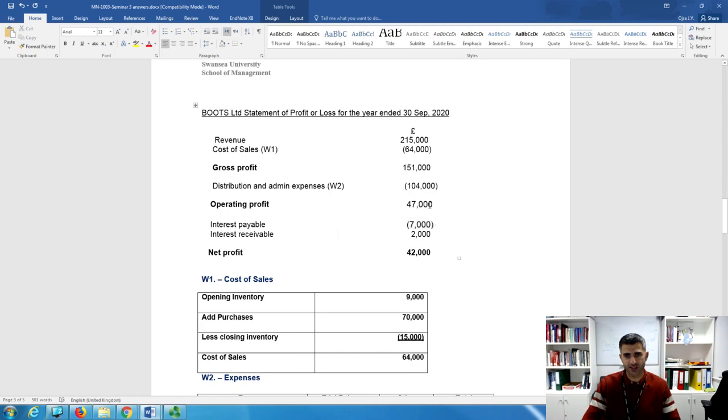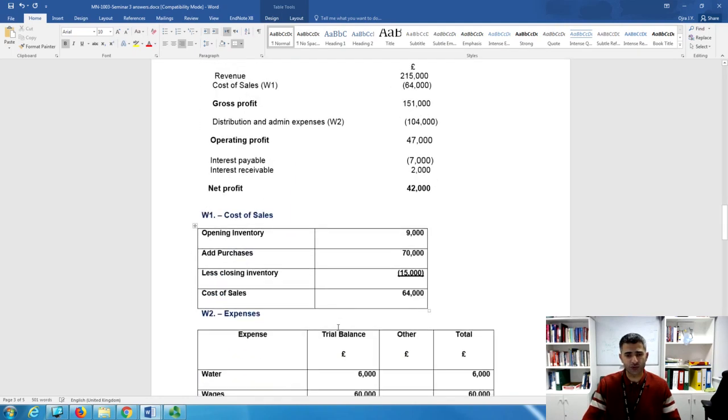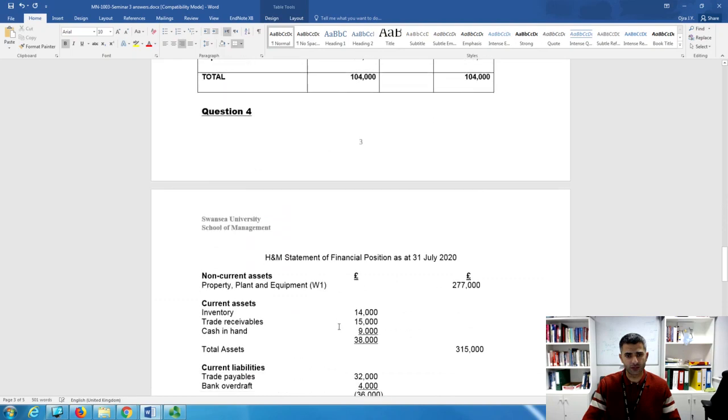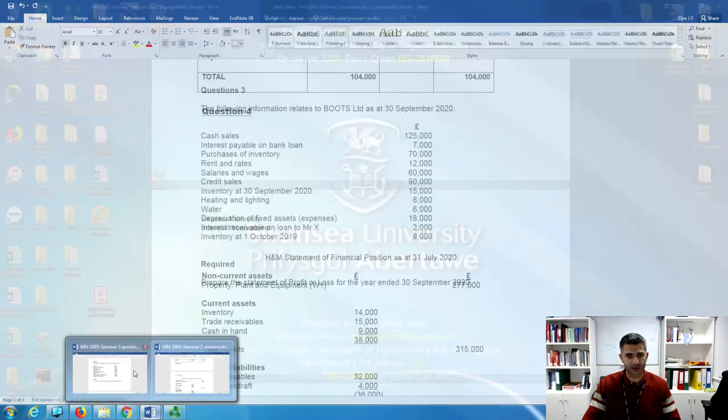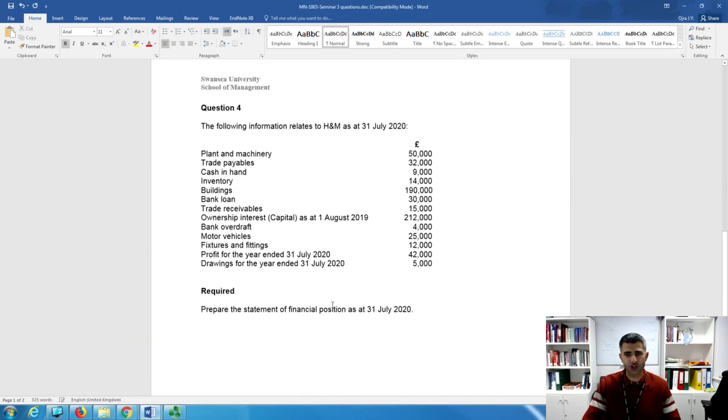So this plus this minus this equal 42,000, which is the net profit, the net profit or profit for the year. Okay, this is statement profit or loss. I hope it's clear, it's straightforward. Yeah, again, practice. This is the way you will get it right. Here we go. Now let's move to question number 4.